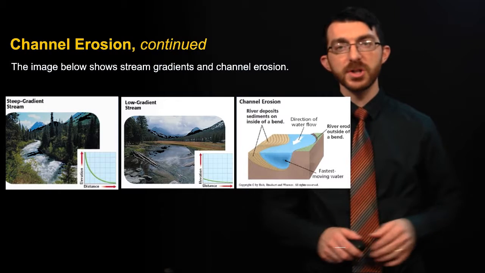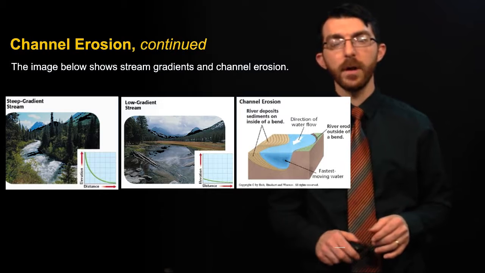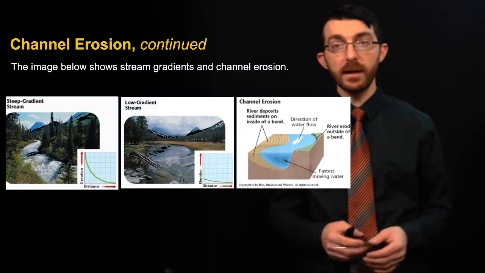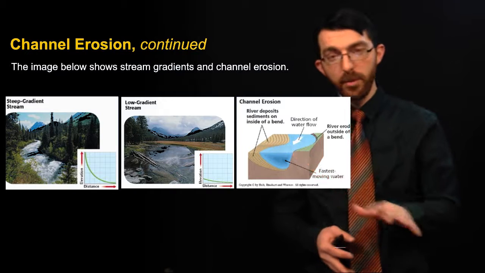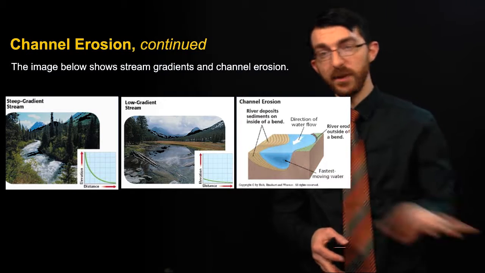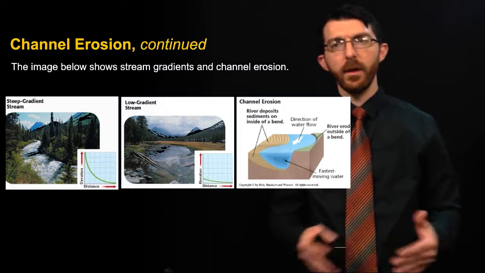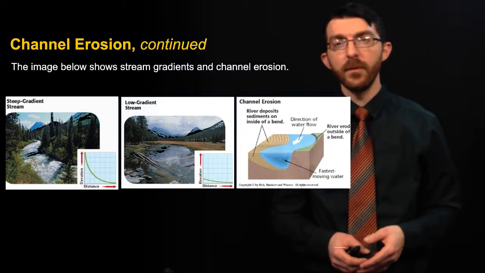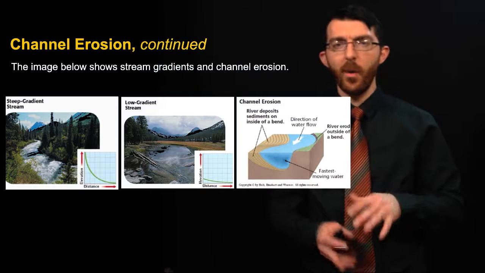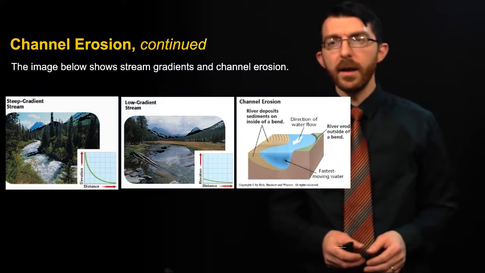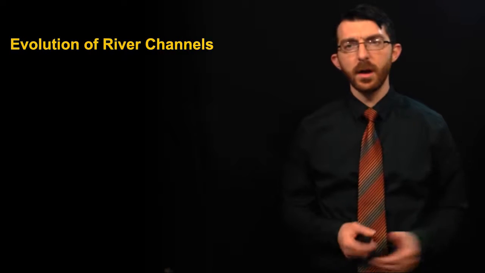So here's a picture of three different gradients. First, you see a steep gradient near the headwaters. Around the mouth of the river, where it actually enters a lake or the ocean, you've got a lower gradient, and that water is not moving very quickly. That would be more of a gentle stream or kind of like a lazy river. And channel erosion is illustrated in the other picture. These pictures are all in your textbook as well.